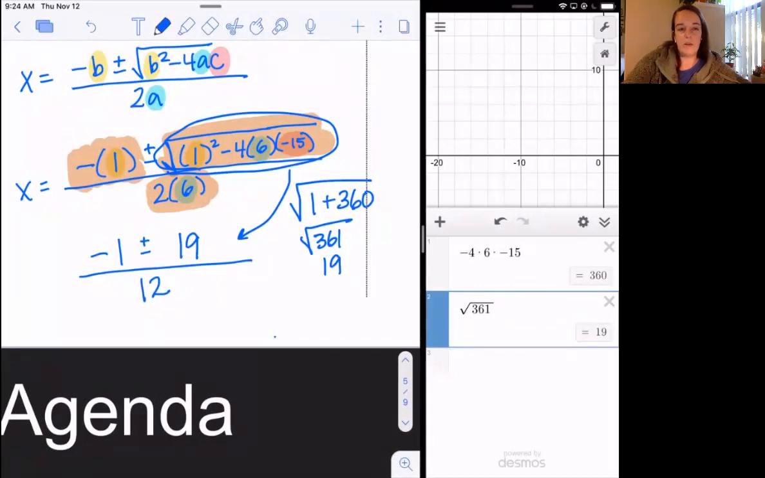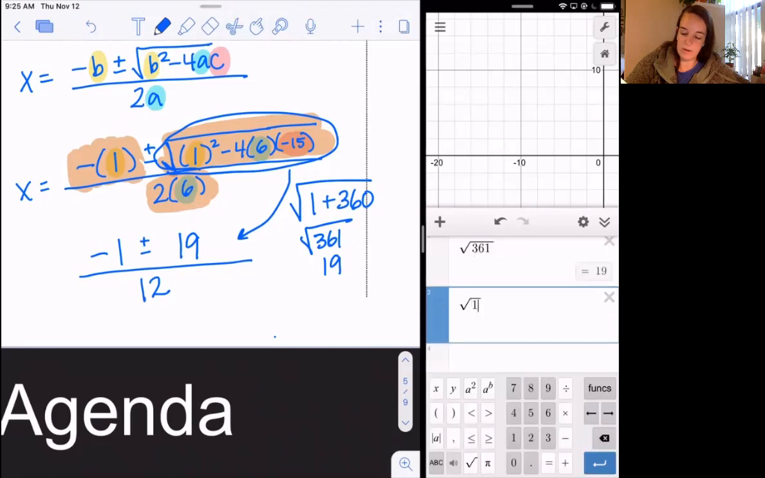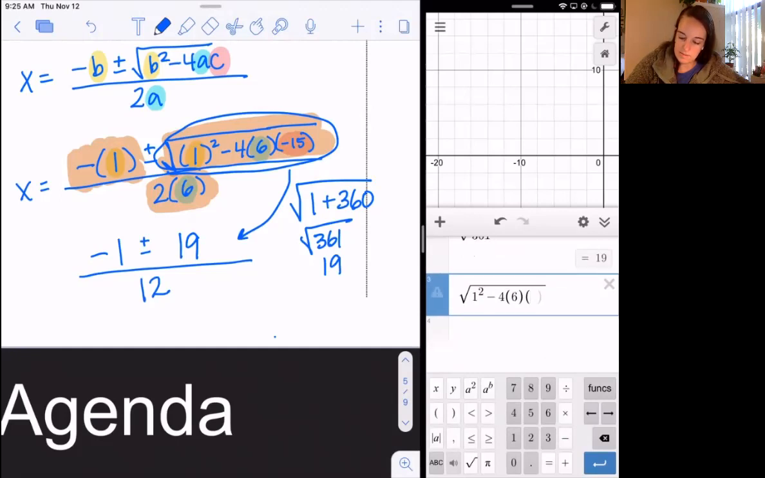I did 1 squared minus this. If you want to get real fancy on the calculator, you actually can just type in square root of 1 squared minus 4 times 6 times negative 15, and it will actually pop out that 19 right there. Fancy with the calculator. Cool.